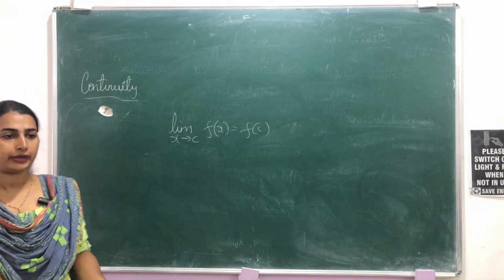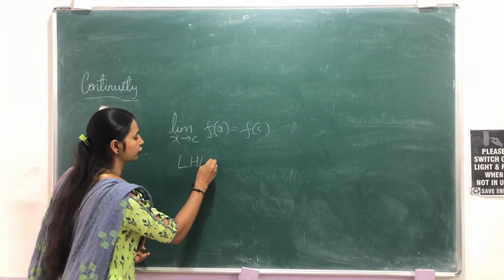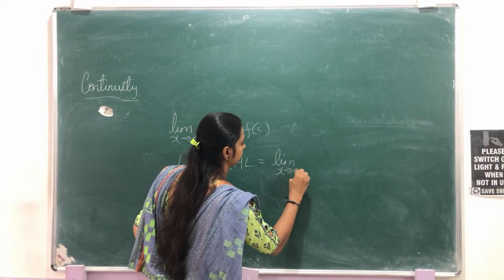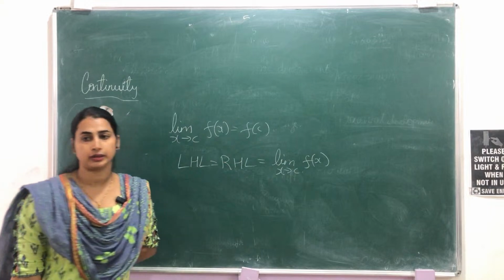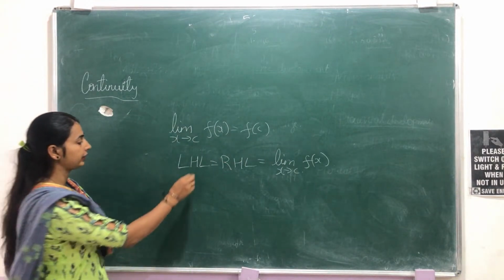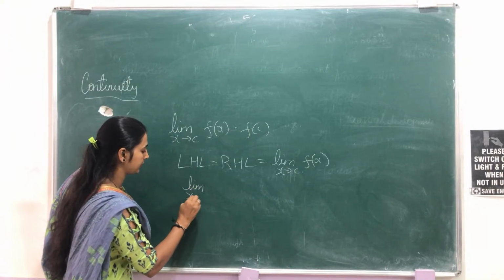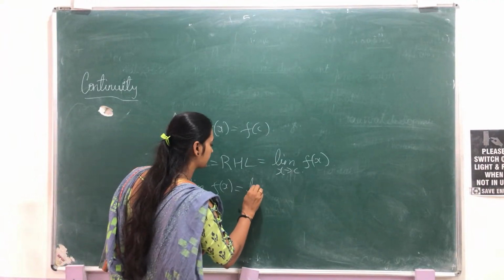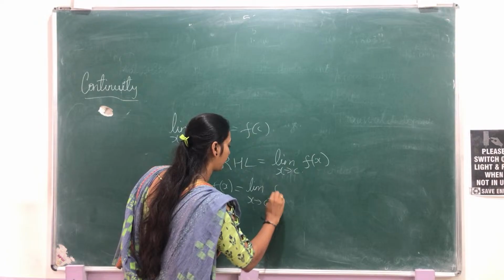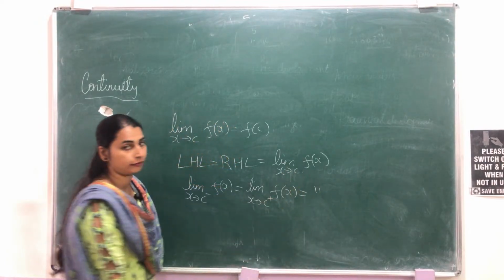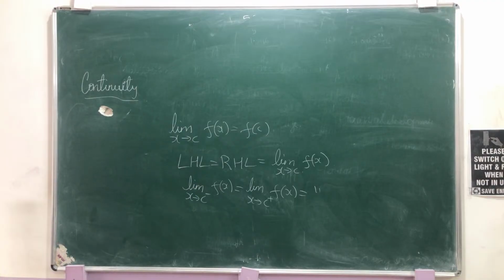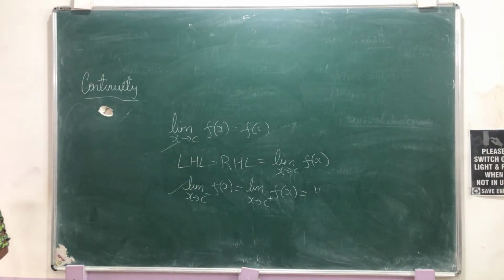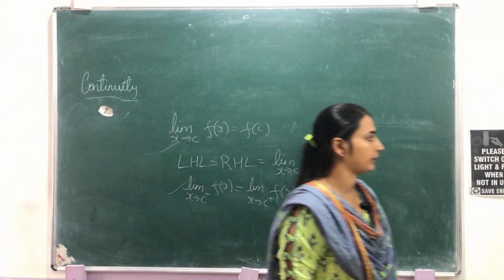Got it? One more definition we have is left hand limit should be equal to right hand limit, and that is equal to limit at that point. If this is true, then we can say that the function is continuous. The left hand limit is denoted by limit x tends to c minus f of x. The right hand limit is denoted by limit x tends to c plus f of x, and the value at that point will be limit x tends to c f of x. Got it? So these two definitions are important to solve the problem. Got it? So first we'll begin with the simple question.